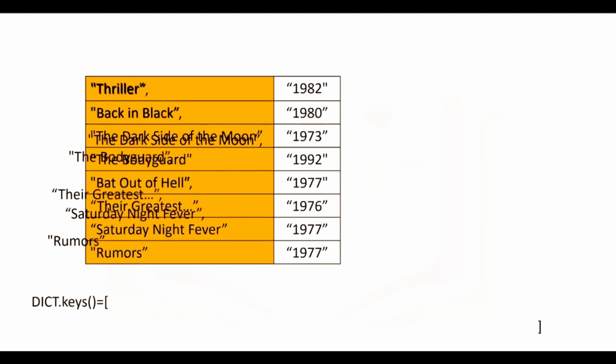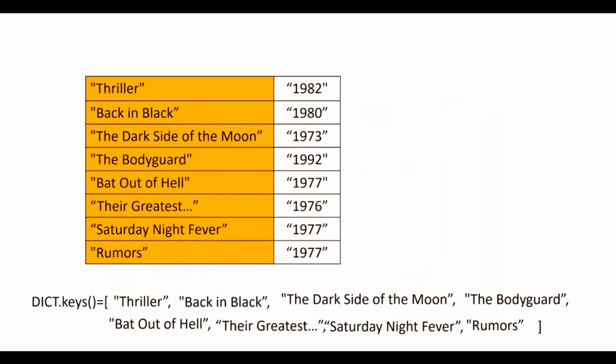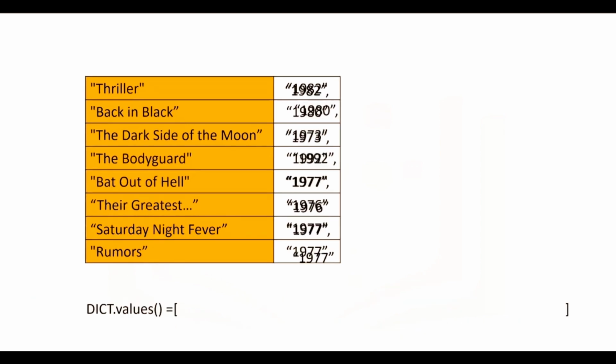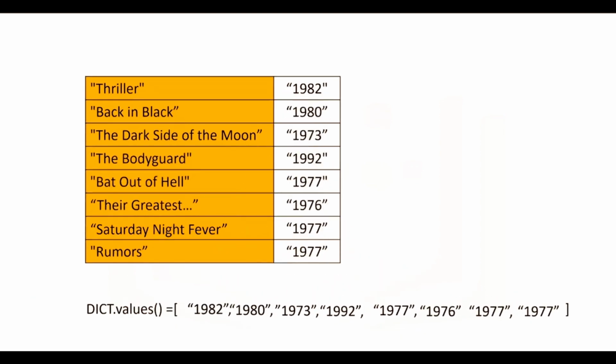In order to see all the keys in a dictionary, we can use the method keys to get the keys. The output is a list-like object with all the keys. In the same way, we can obtain the values using the method values.